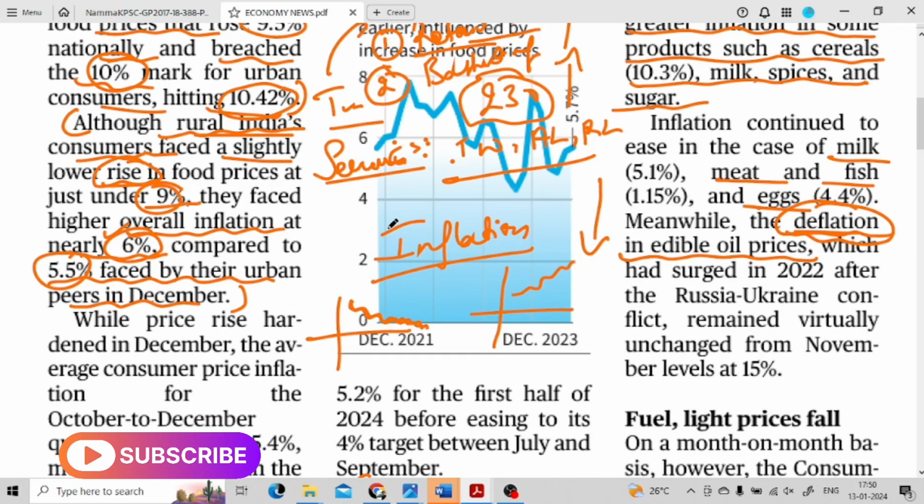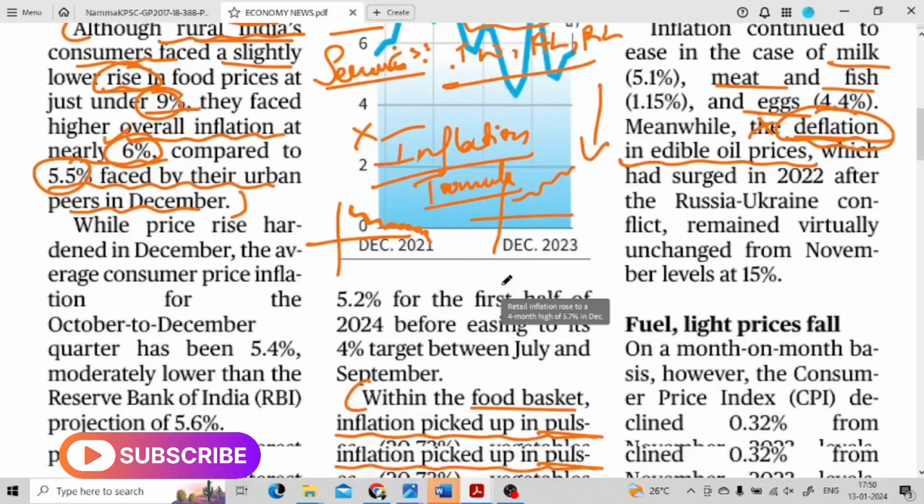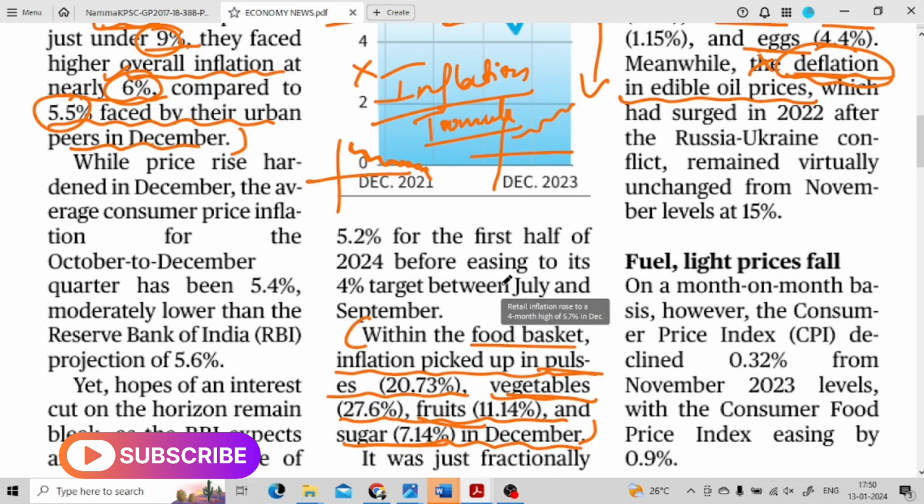Please understand, inflation is not bad, but deflation is bad. Deflation indicates your economy's performance is low. Demand is low, production is low, GDP is low, and it is moving towards recession. That is the indication of deflation. Prolonged deflation may lead to recession. You understand? Inflation is good, but too much inflation is not good. Okay? So that's it for this particular article.